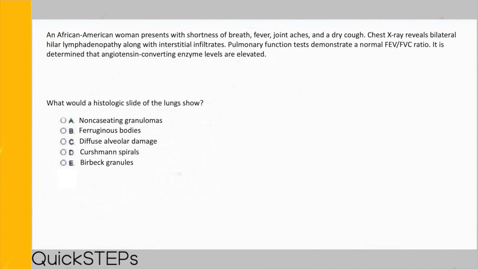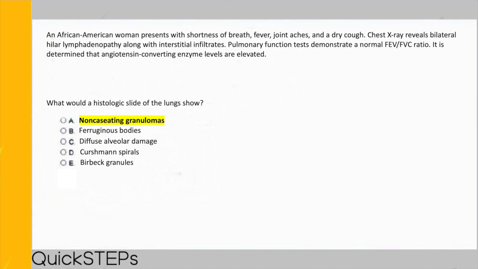All right, so let's talk about the answer choices. Choice A, non-caseating granulomas. What's that for? Like we said before, it could be foreign body, it could be sarcoidosis. What are some other symptoms of sarcoidosis? Well, if you're telling me high angiotensin-converting enzyme level and high calcium, along with a restrictive lung disease and bilateral hilar lymphadenopathy, yeah, you're correct. It's 100% sarcoidosis. How about let's just go through the rest of the answer choices, just for completeness' sake.